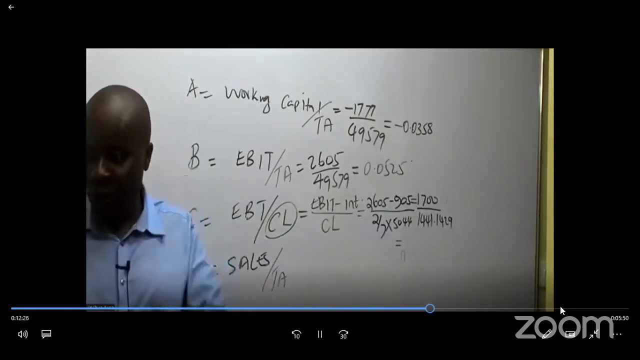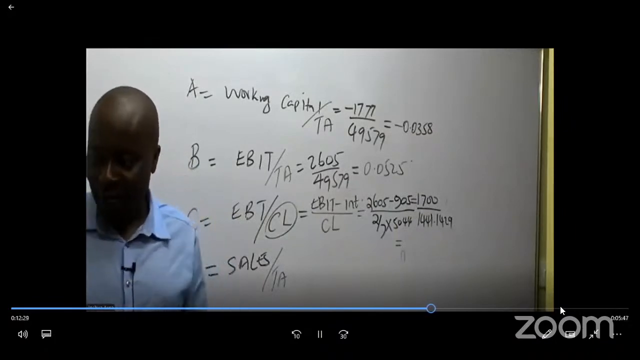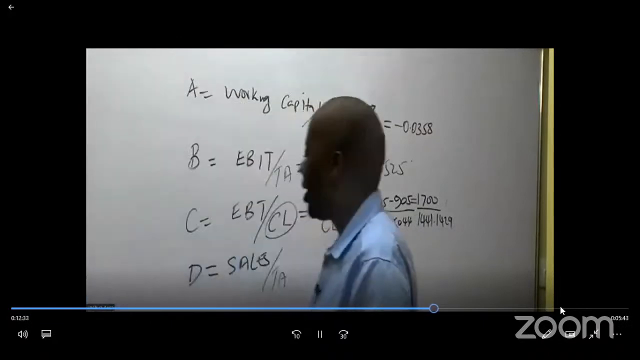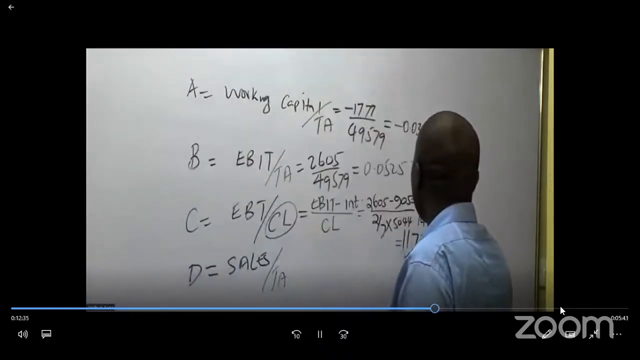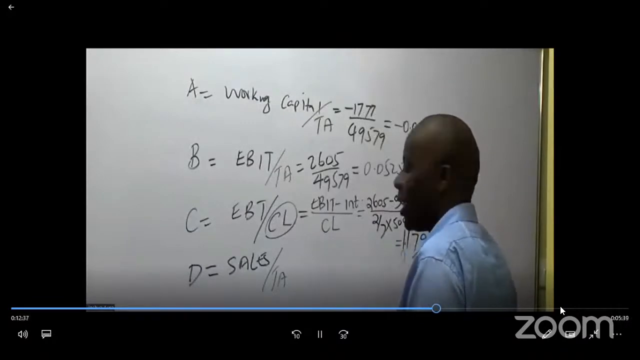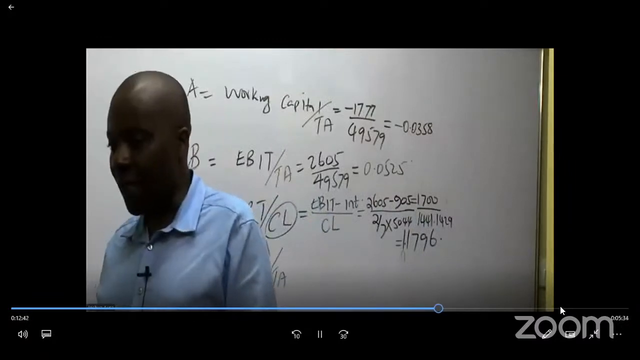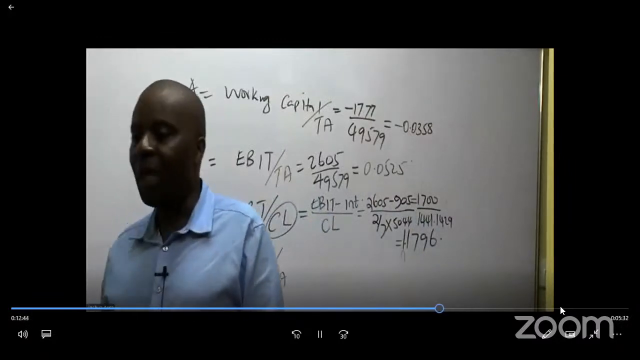The value of C. John Mutiani, good to see you again. John is a very aggressive student. So Isaac Obai is giving me 11,796 with a decimal there.